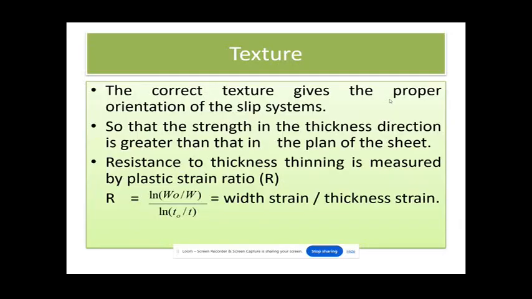Then we talk about texture. Correct texture gives proper orientation of the slip system, so that strength in the thickness direction is greater than that in the plane of the sheet. Resistance to thickness thinning is measured by the plastic strain ratio R. R is given by width strain by thickness strain, ln of W0 by W divided by ln of T0 by T, where W0 represents the initial width, T0 represents the initial thickness, W represents the width after deformation, and T represents the thickness after deformation. Using this expression, the R value, plastic strain ratio, can be determined.